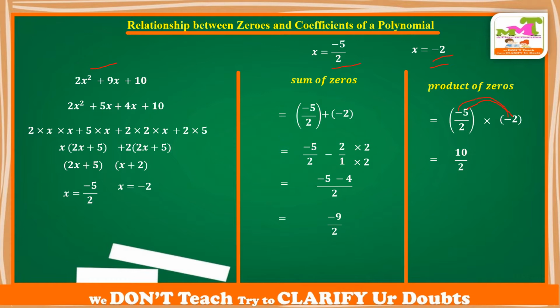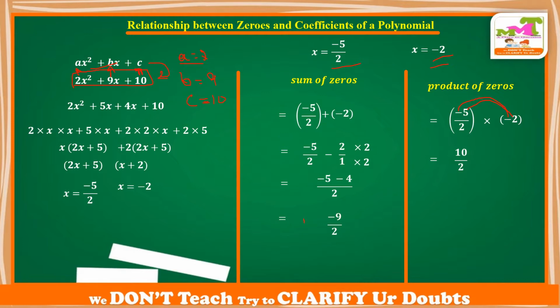Let us consider the given polynomial and write the standard form of it. In the place of a, we have 2 here. In the place of b, we have 9. In the place of c, we have 10. What I mean to tell is, when I compare the standard form with the given polynomial, a equals 2, b equals 9, and c equals 10.